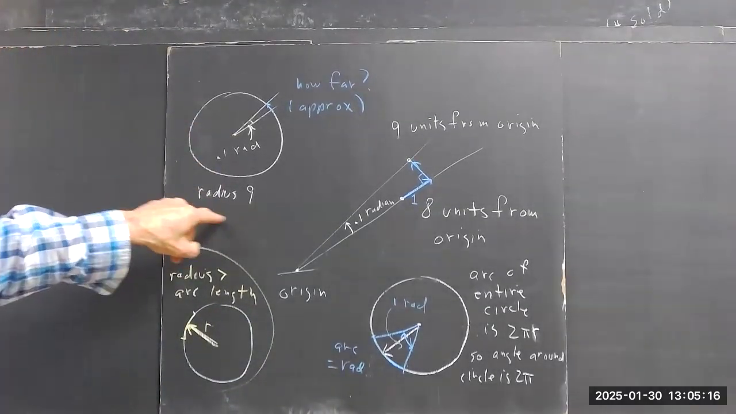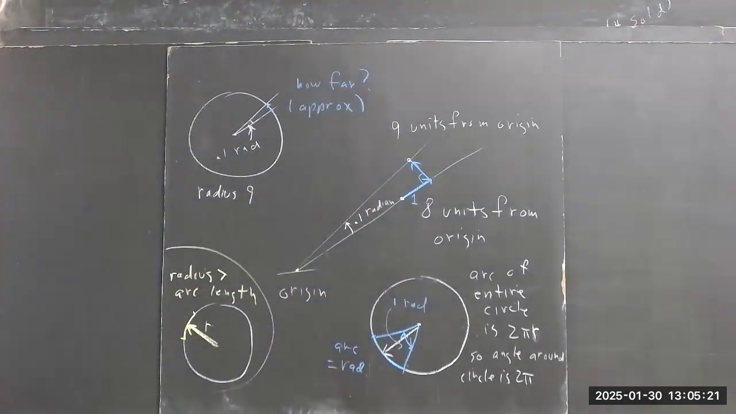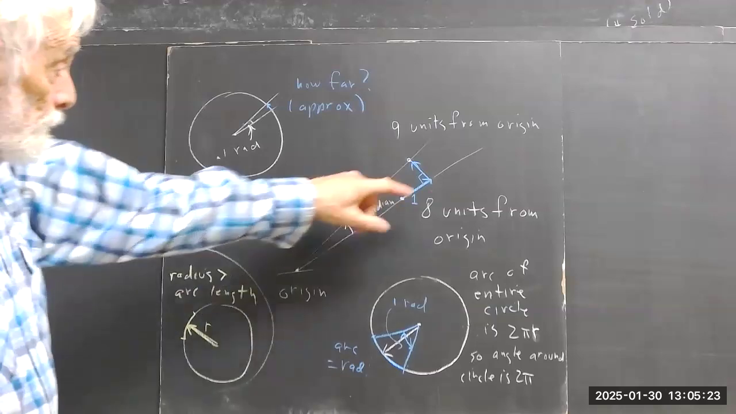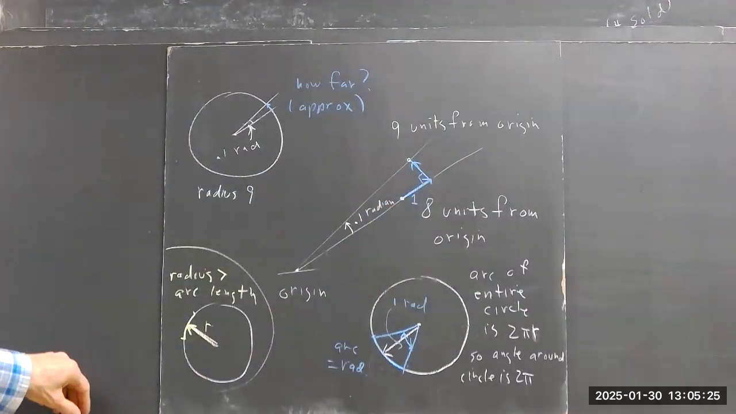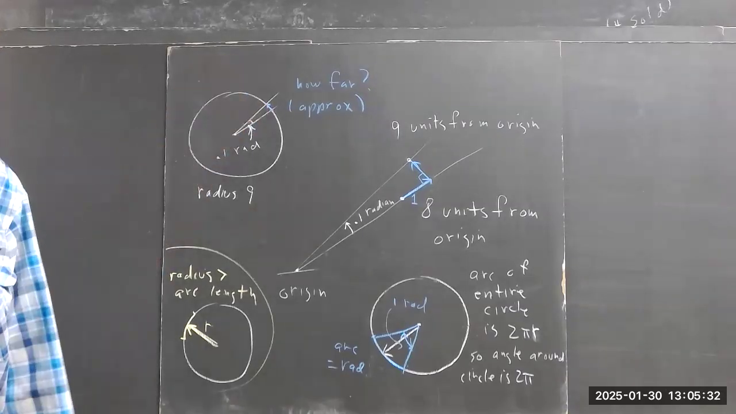What's the radius of the circle? It's 9. Why is it 9? Because it's going through this point. Not exactly. Okay. So, how far is that?